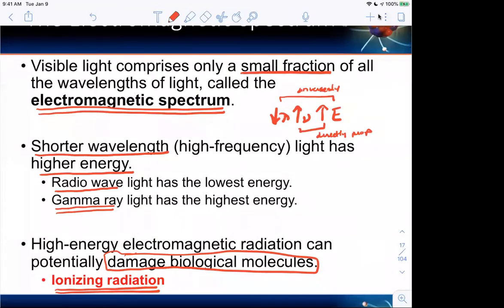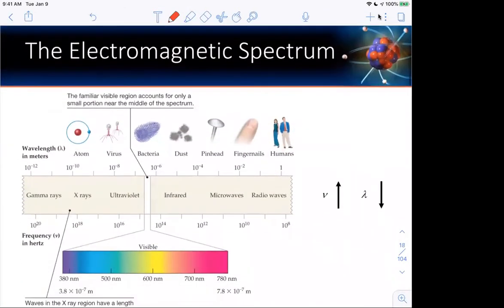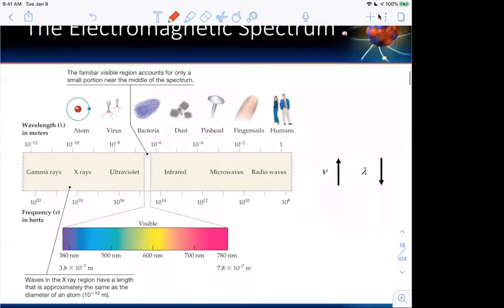UV light is high energy. That's why it can be so damaging to your skin and can cause cellular changes that result in skin cancers. So here's the spectrum. Here's my visible wavelength, and I've got this blown up, usually between 380 and 780, about 400 to 800 nanometers is what I see in terms of visible light. All other frequencies and lambdas are outside of the visible range.